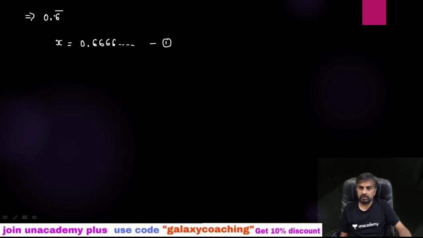Now we have to see on how many terms the bar is. Only on one number the bar is here, so we have to multiply with 10. If we had the bar on 2 terms, then we have to multiply with 100. If we had the bar on 3 terms, in that condition we have to multiply with 1000. So we just need to see on how many numbers the bar is. So the bar is on 1 term, so we are going to multiply with 10.